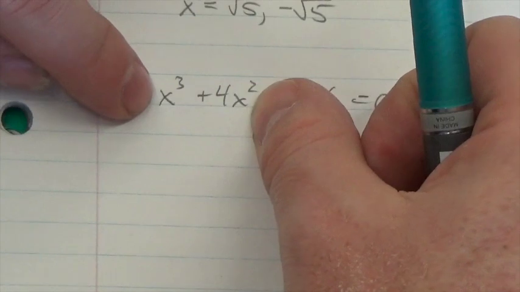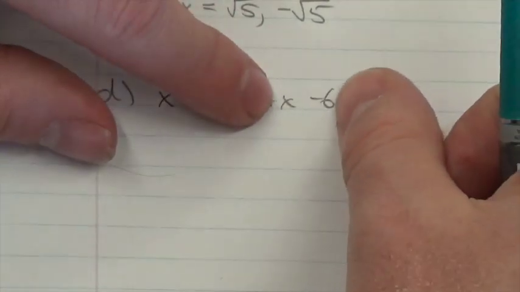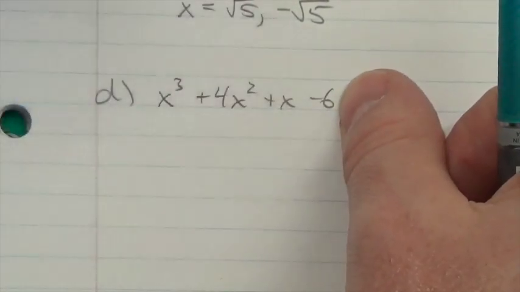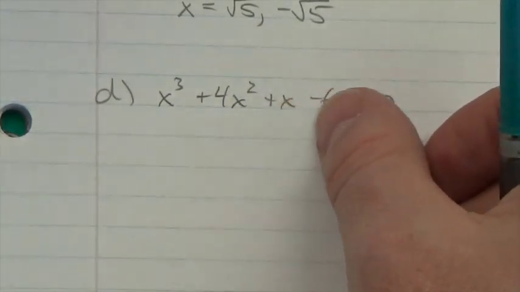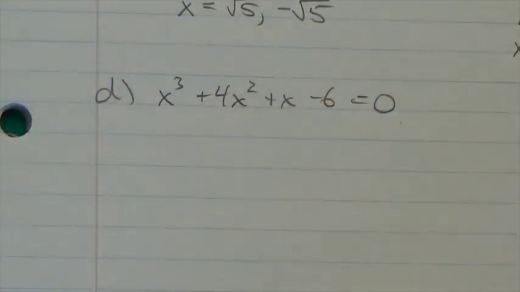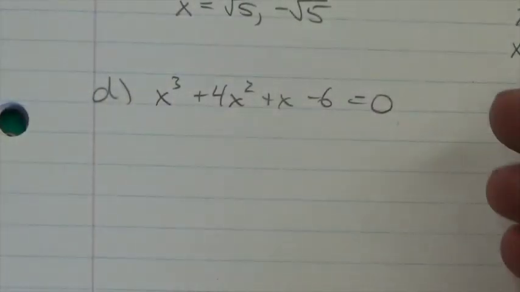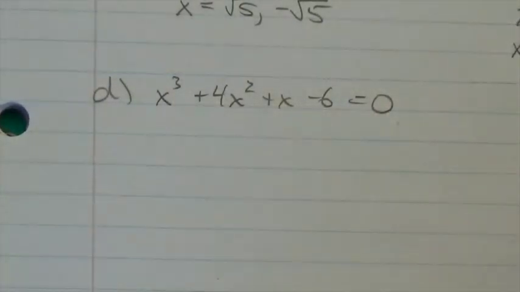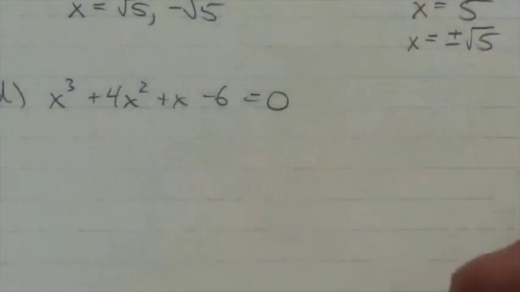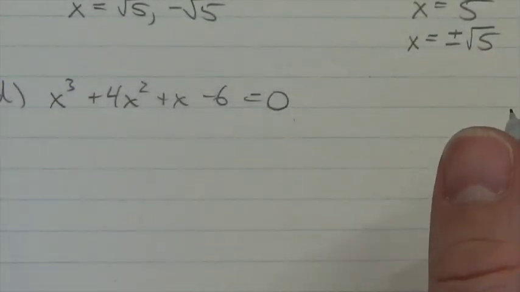That's going to leave me with x plus 4. Here, I am not left with anything that's common like that, because I got an x minus 6, and that's it. There's nothing to take out, and that's not the same as x plus 4. Grouping doesn't work.